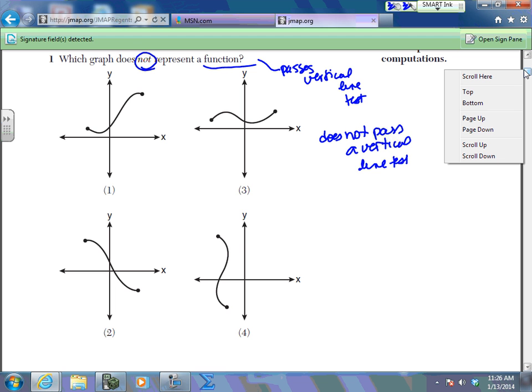They love this type of question. This question, a one-to-one function and an onto function, know those definitions. So which one does not pass is this one. If we drew a vertical line through it, it would intersect it at 2 places. So your choice here was number 4.